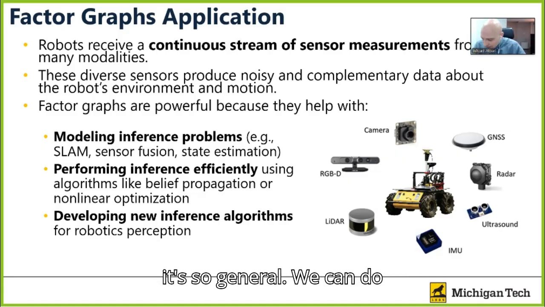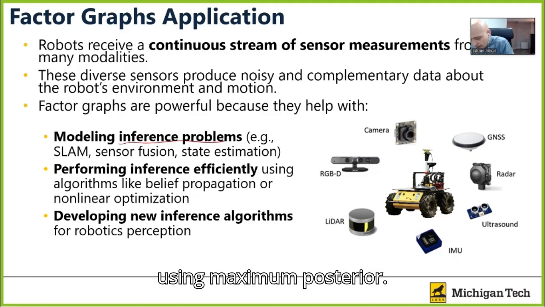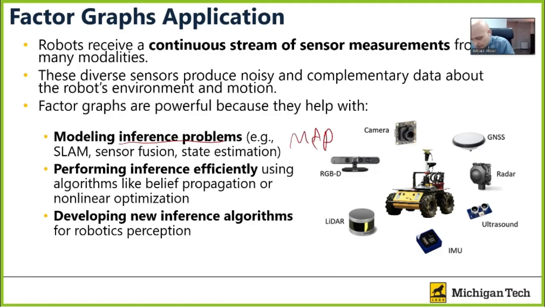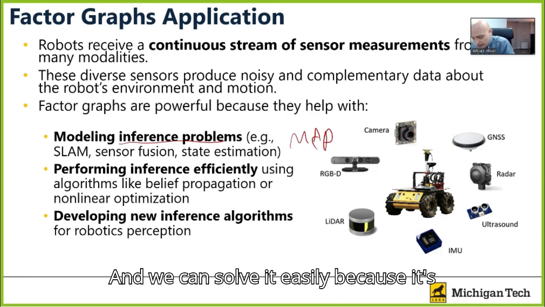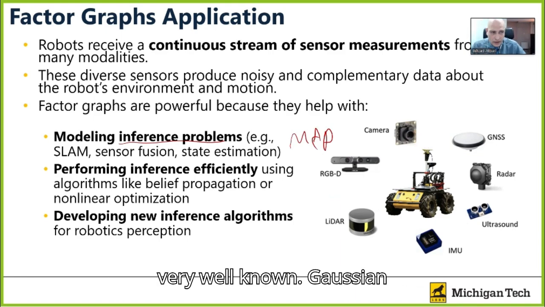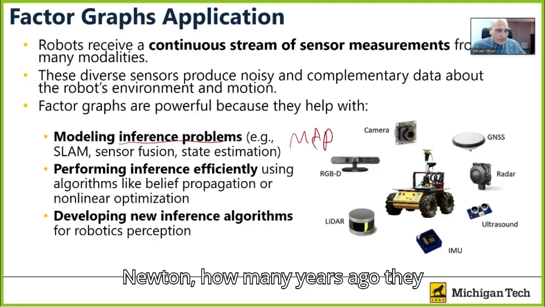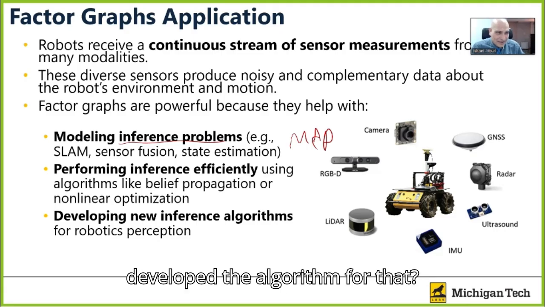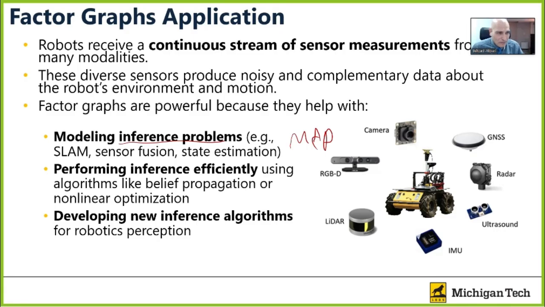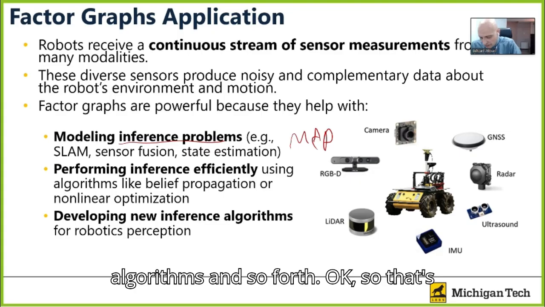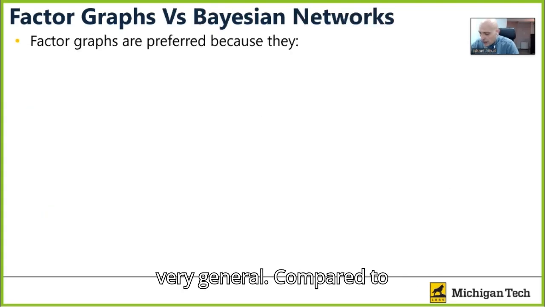So it's so general. We can do inference easily using maximum a posteriori. And we can solve it easily because it's very well known. Gauss-Newton, how many years ago they developed the algorithm for that. And developing new algorithms and so forth. Okay, so that's very general.